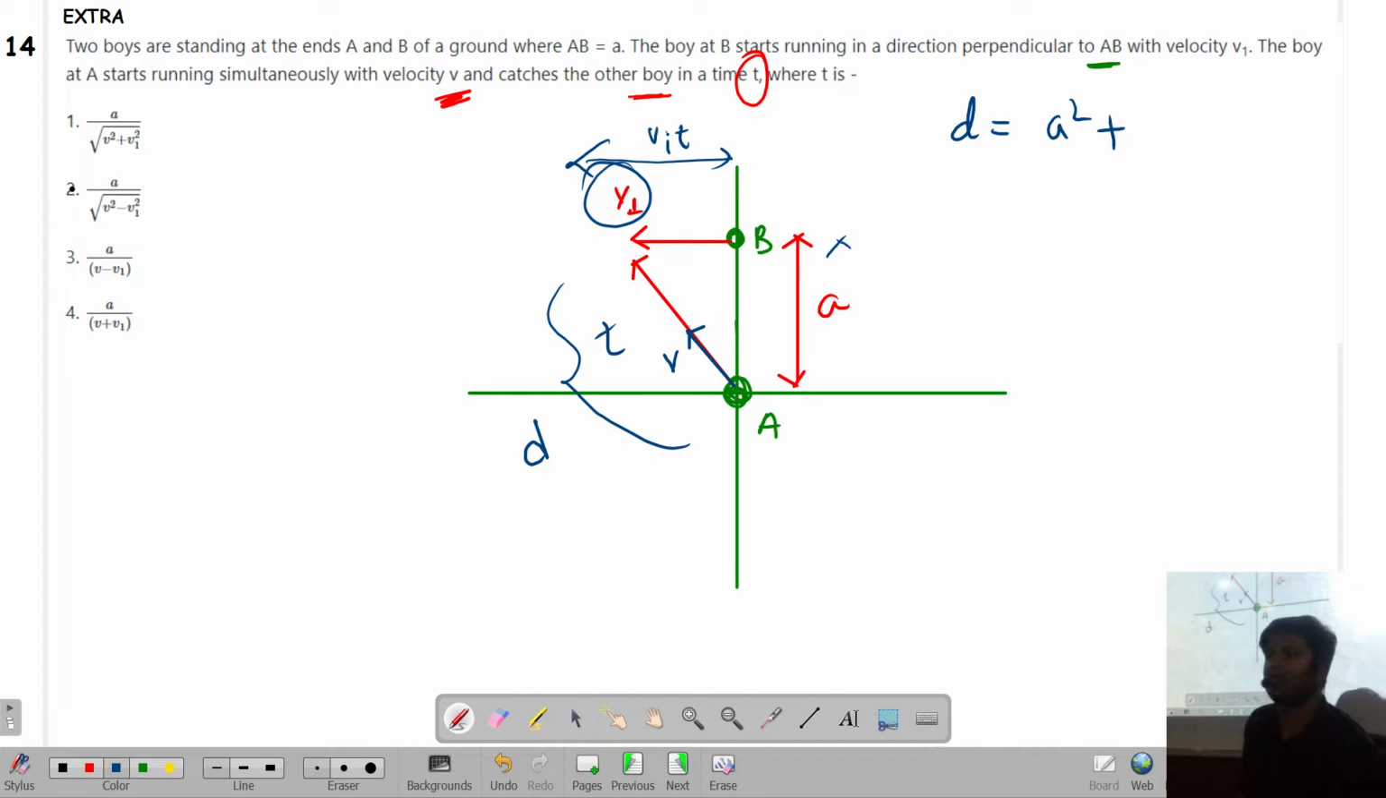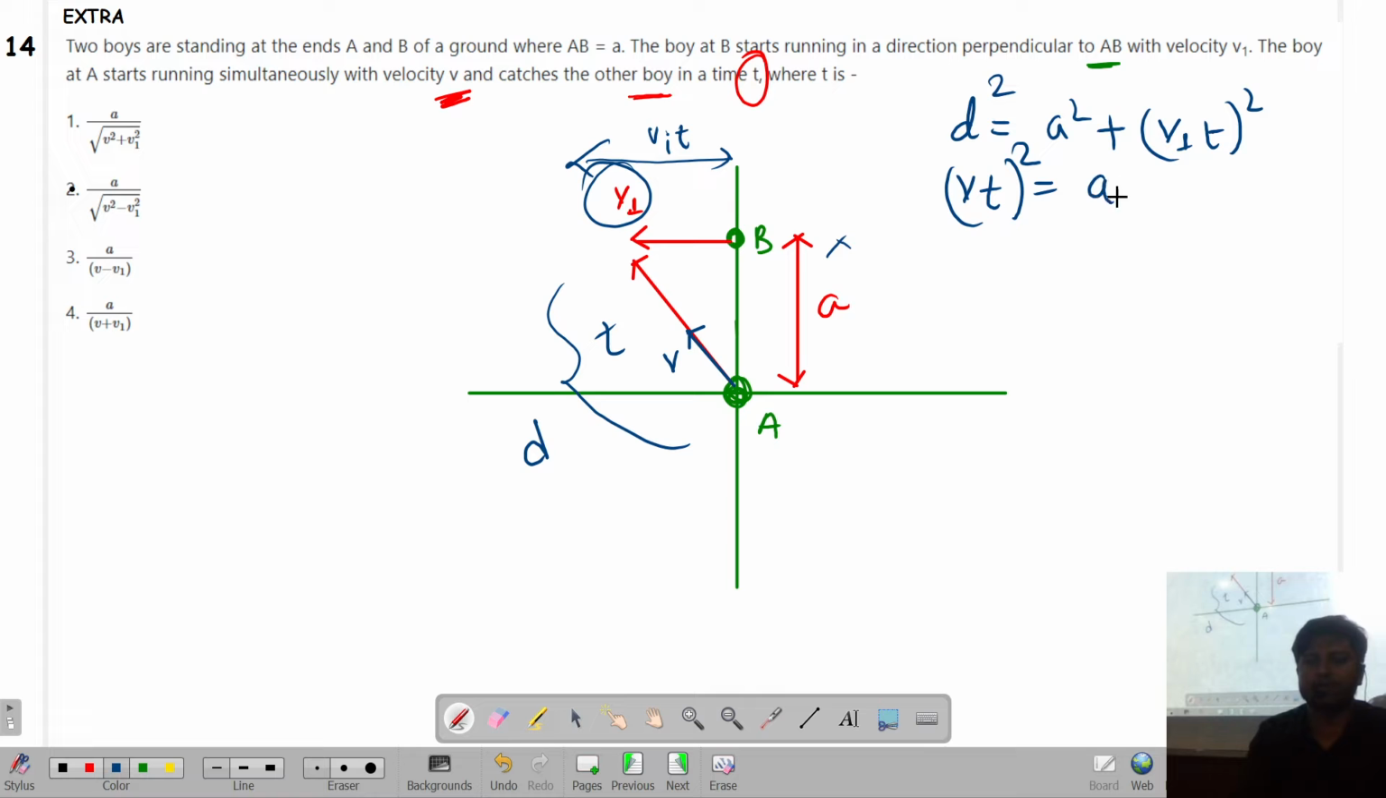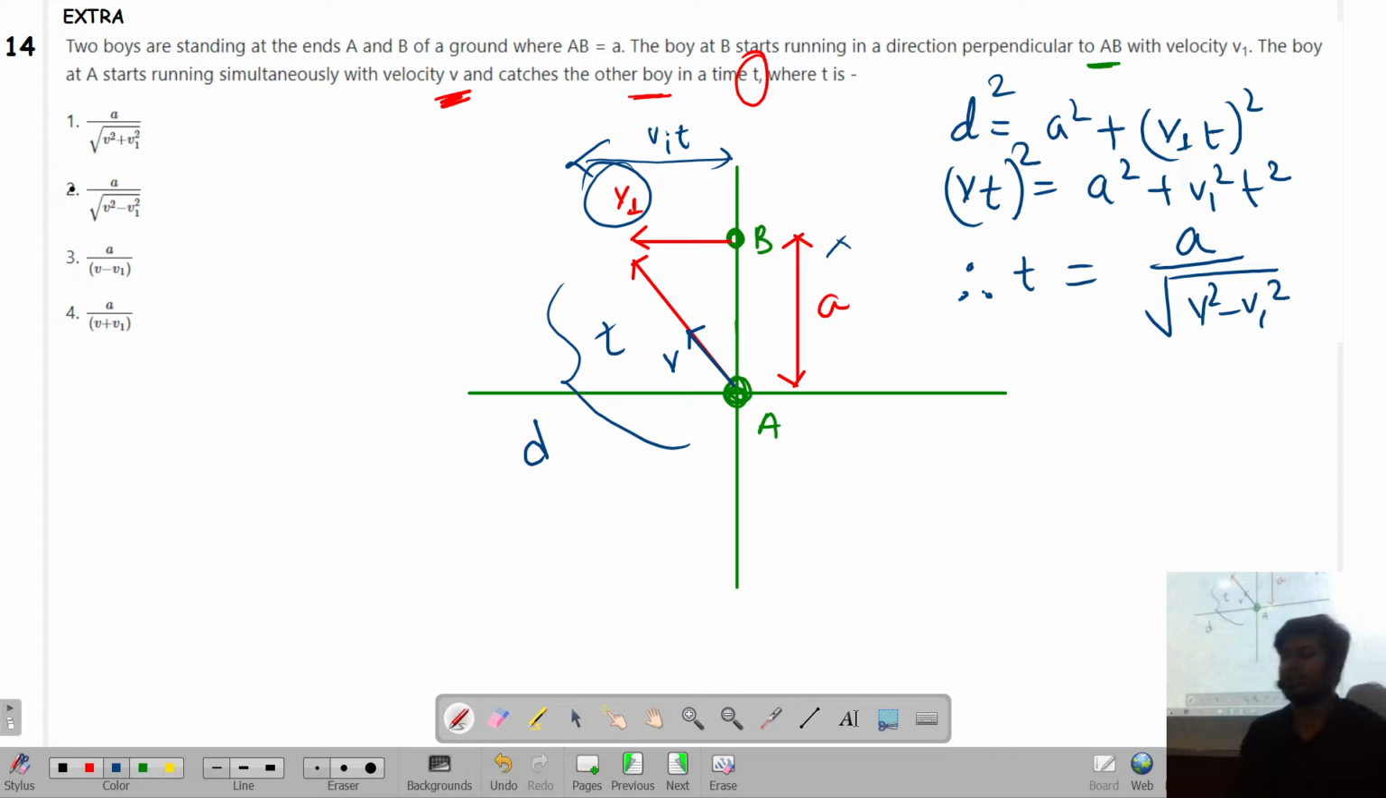Tell me yes or no? Collision, catching, both cases, the time traveling will be similar to each other. So D will be A square plus V1 into time t. Now what will be this distance? Velocity into time t, that is equal to, sorry, a square. So V a square T a square is equal to A square plus V1 a square T a square. Got it or not? So therefore, what is my T? T is going to be A by root over V a square minus V1 a square. Got it or not? Simple or not?